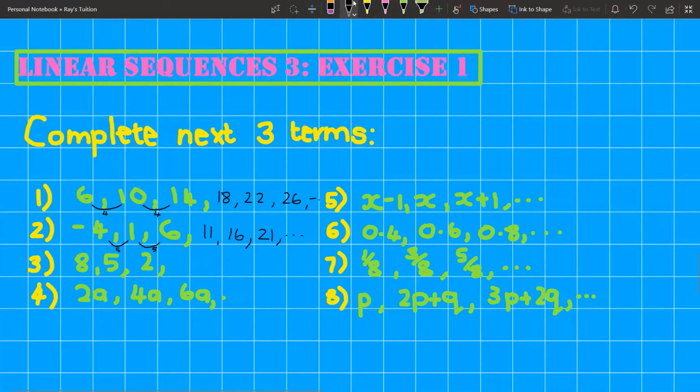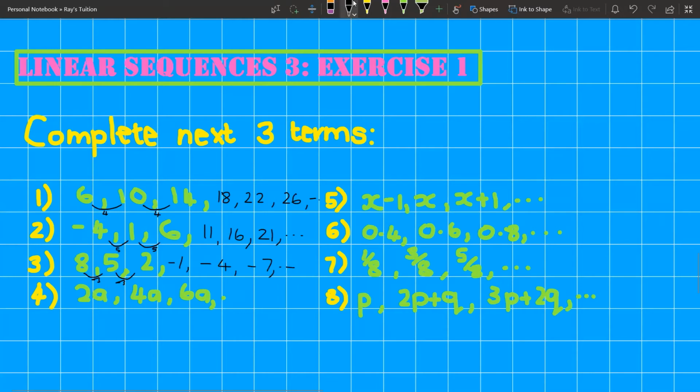We have 8, and then 5, and then 2, so it's decreasing, so we're adding a negative number. The number that we're adding is minus 3. 8 minus 3 is 5, 5 minus 3 is 2, so we're going to subtract 3 for the next one, so we're going to get minus 1, and then minus 4, and finally minus 7.